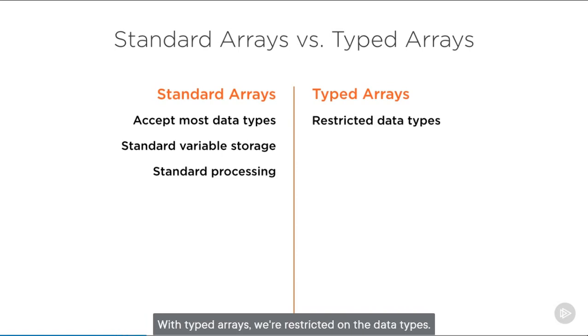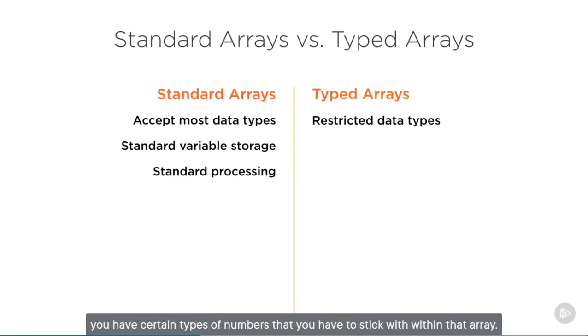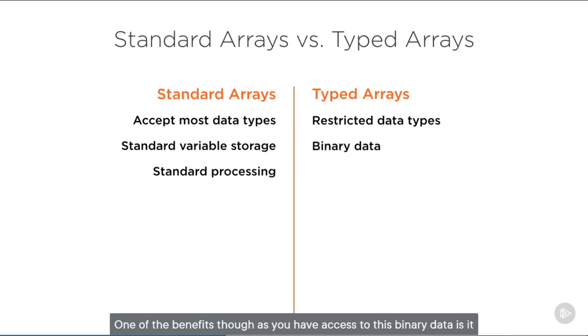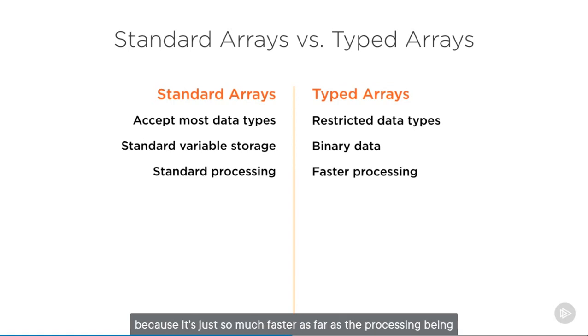With typed arrays, we're restricted on the data types. We only have certain numbers depending on what type of view array that you actually create. So if you do the Uint8 array, you have certain types of numbers that you have to stick with within that array. One of the benefits, though, is you have access to this binary data, so it becomes a lot faster to actually work with this type of array. And so if you're using a lot of data that's just numbers, well, then a typed array may be a very beneficial thing for you to do because it's just so much faster as far as the processing, being able to work with this. You have your APIs like the WebGL, you have the media APIs as well.